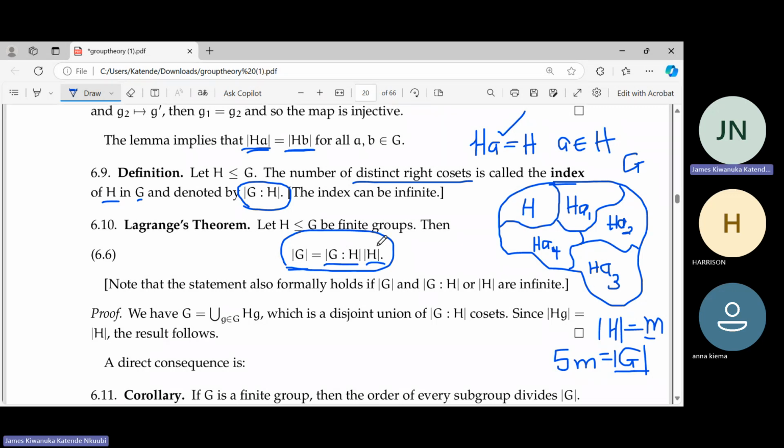So that's Lagrange's theorem. It follows from the discussion we had earlier that the equivalence relation will partition the group. Here what is interesting about the partition is that each partition will have the same number of elements. So just multiplying the number of partitions by the number of elements in any one of them will give you the number of elements in the whole group. And that is Lagrange's theorem.